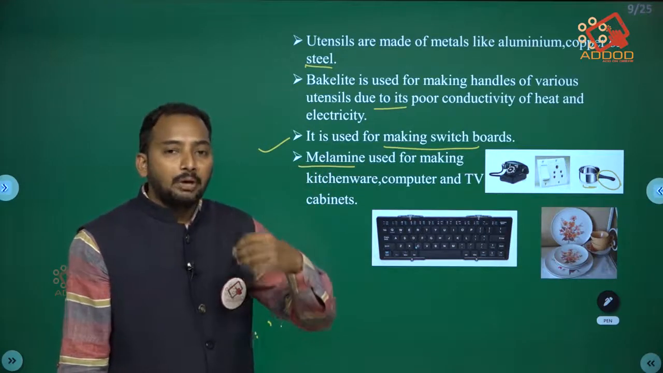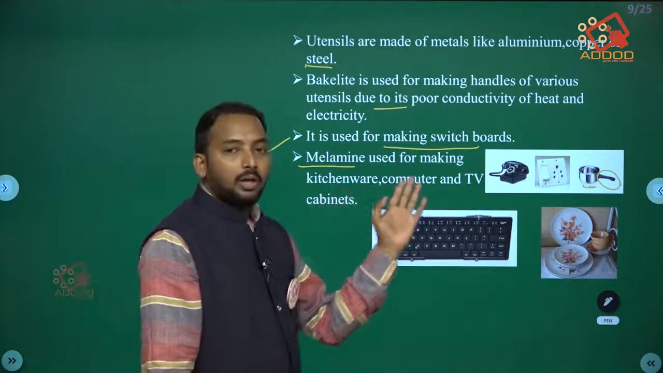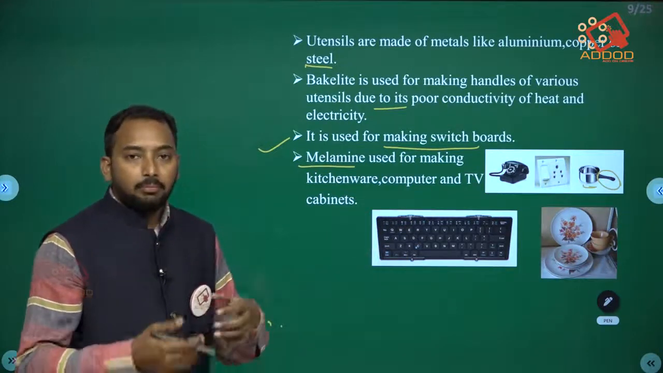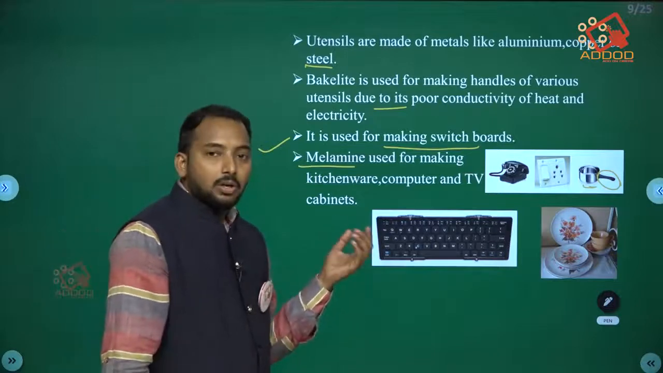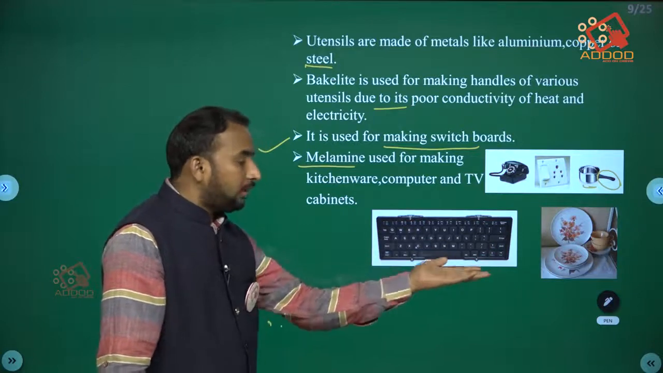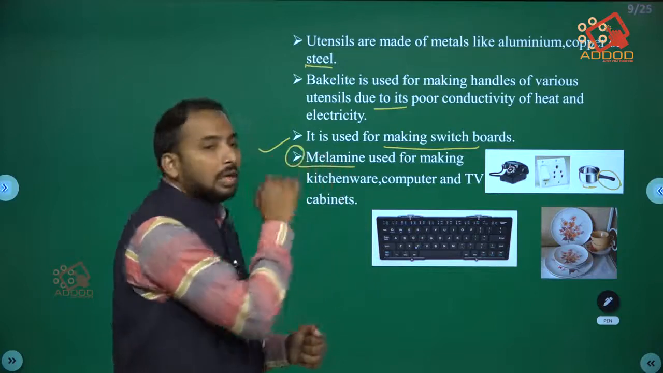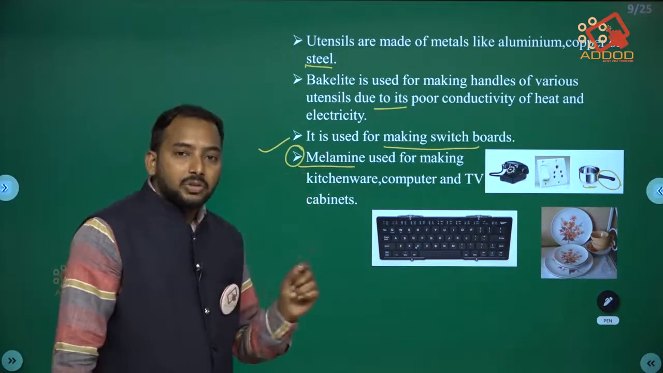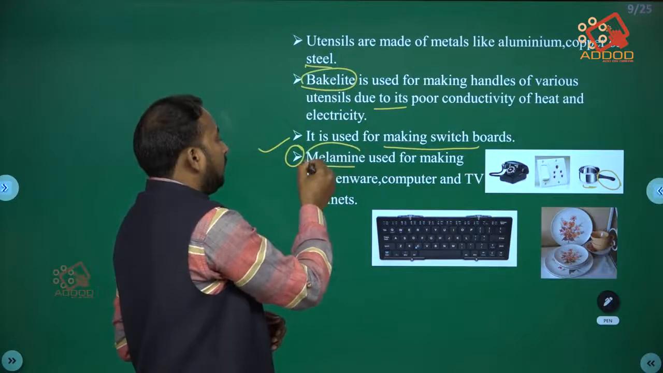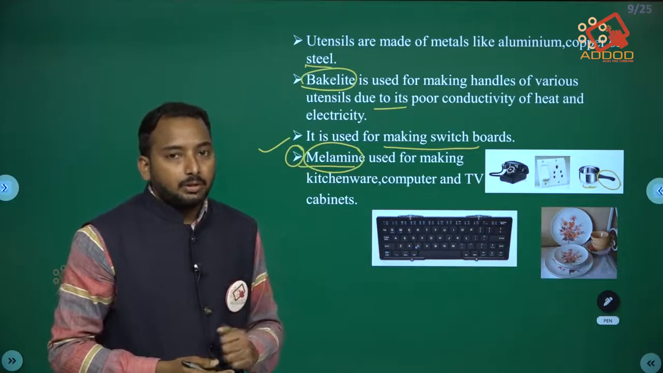It is used to make home appliances and kitchenware, and also computer and TV cabinets. We see some materials, such as cabinets, like a TV cabinet or a computer cabinet where the keyboard is placed. These are made of melamine. So melamine is a thermosetting plastic, and so is bakelite. These two, bakelite and melamine, are thermosetting plastics.